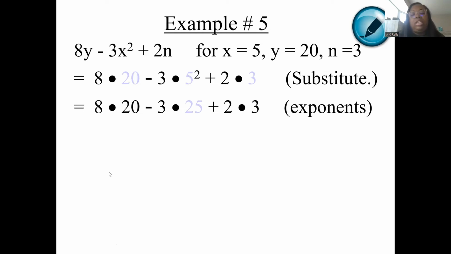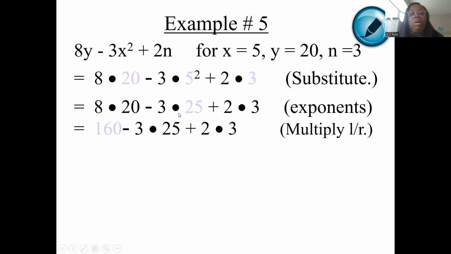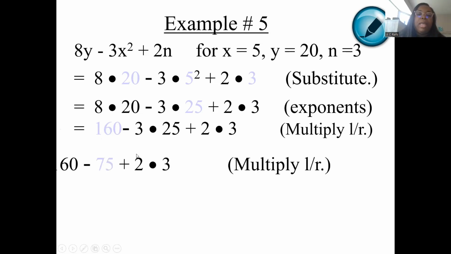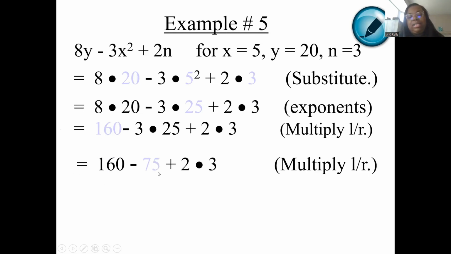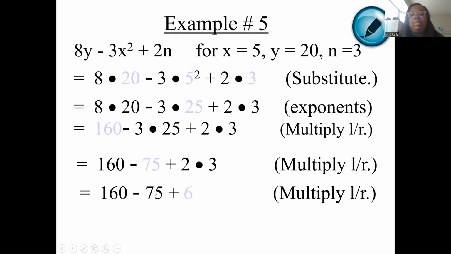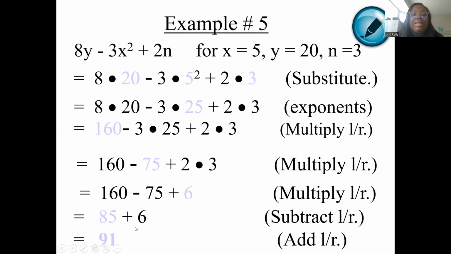So order of operations says the parentheses and exponents first. So that would be 25. And then your next step would be to multiply left to right. So we get the 160 here. Then we multiply again, get the 75 there. Then we multiply again, get the 6. And then we subtract left to right. 85 plus 6 will give us 91 as our answer.